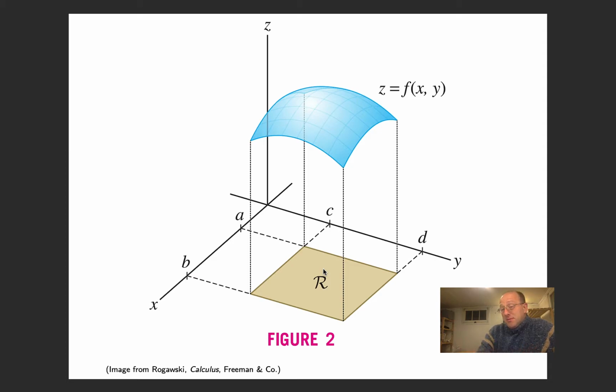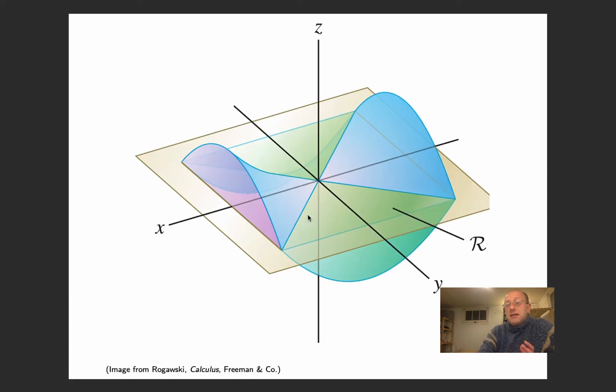And if we integrate f of x, y over this rectangular domain, the integral would be the signed volume between the xy plane and that graph. Signed volume means that when the graph is above the xy plane, we get the positive volume. And if the graph is below the xy plane, like in this figure, then the parts that are below contribute negatively to the volume.